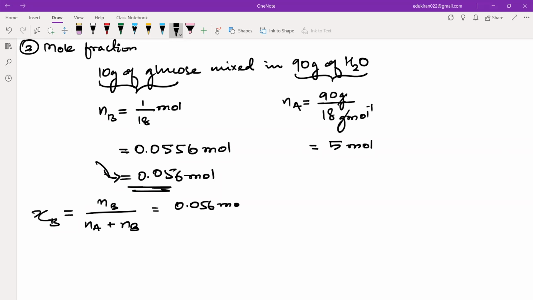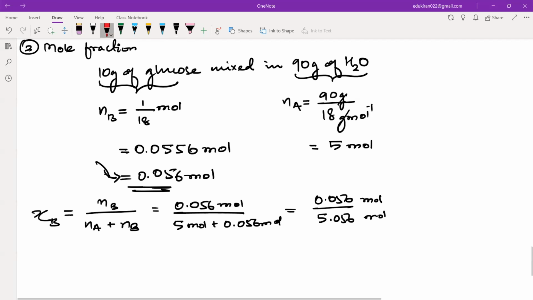0.056 moles divided by 5 mole plus 0.056 mole. So this will be equal to 0.056 divided by 5.056. Now here also mole and numerator also mole, so both of these will cancel out, and you need to calculate this value. 0.056 divided by 5.056.